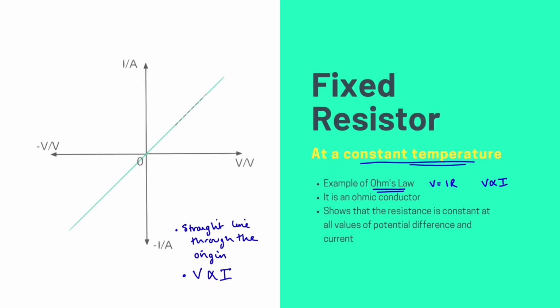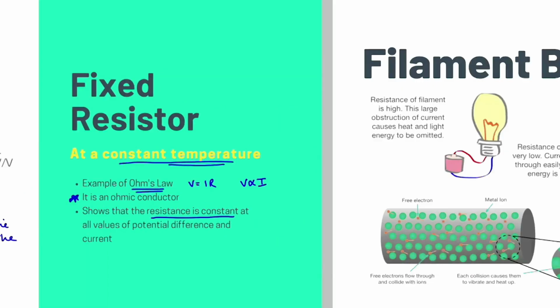The IV characteristics are a straight line through the origin, which shows that resistance is constant and that V is proportional to I. It's an example of an ohmic conductor. This graph is going to be really important to you, and that's all you need to remember about that. And in a moment, we'll get to the common graph section of our revision notes and we'll pop that in.